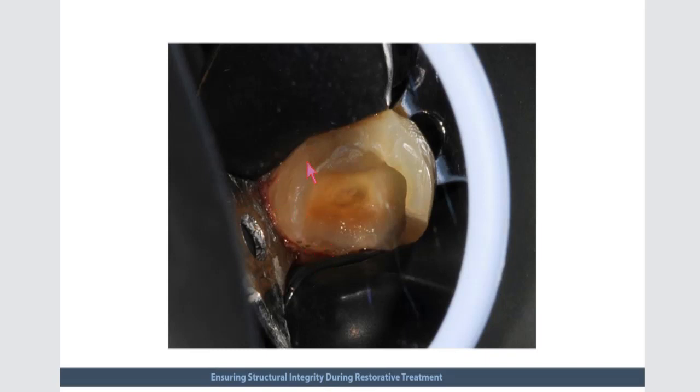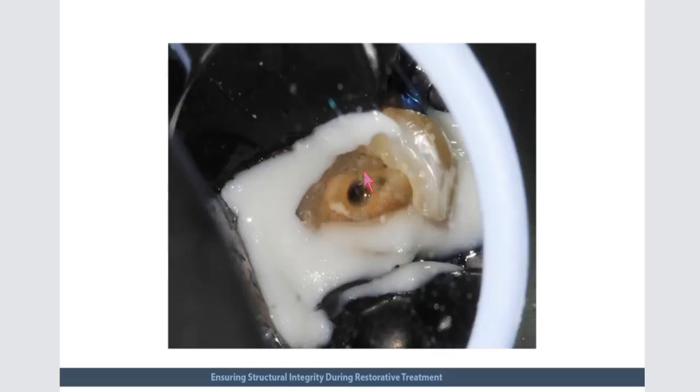You can see here some bleeding, so that's why I'm going to use liquid dam to be sure that there will be no saliva coming inside the root canal. I will perform the root canal treatment. So in this case, I perform the root canal treatment. I fill the root canal.